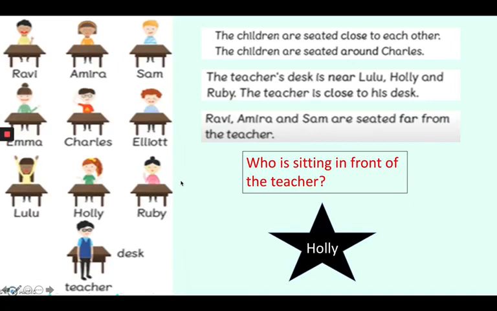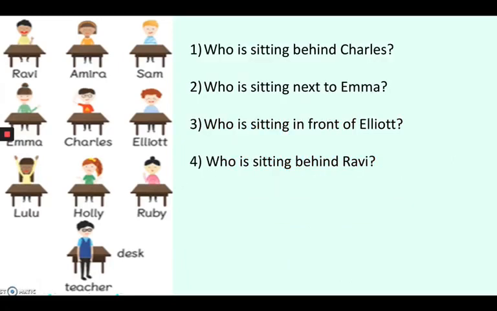I now want you to have a go at completing these questions. So who is sitting behind Charles? Give me the name of the child. Who is sitting next to Emma? Who is sitting in front of Elliot? And who is sitting behind Ravi? Okay, so I want you to pause the video and you can either write the answers down or you can just tell your adult if you wish to.